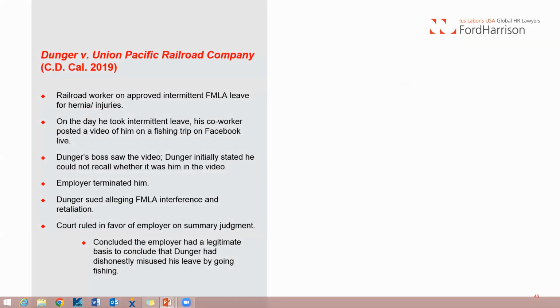And you see this in the Dunger v. Pacific Railroad Company case. In this case, the boss of an individual saw a video showing that an employee who took intermittent FMLA leave literally took a fishing trip. And they terminated the employee, who sued, and the court ruled in favor of the employer because they had an honest faith belief. They investigated this claim properly. They saw the video showing that he was on a fishing trip, and they terminated him. They were able to use the honest belief defense to defeat a retaliation claim.